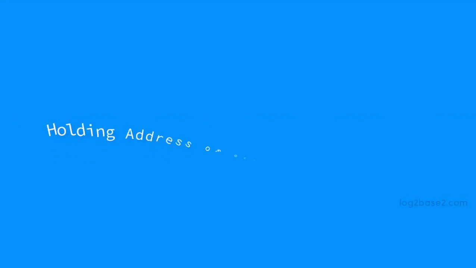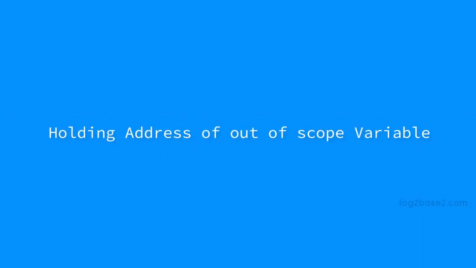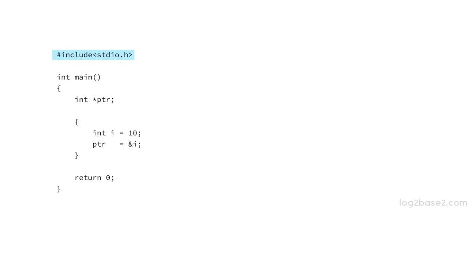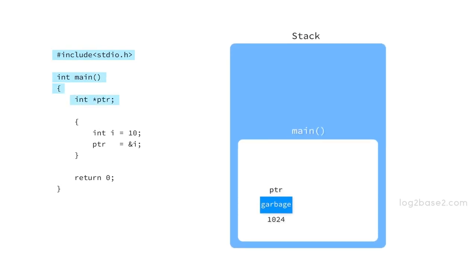First, holding the address of out-of-scope variables. Say this example program: in the main function we create an integer pointer ptr. Suppose it is created at address 1024. Now in a block we create an integer variable I and assign the value 10. It is created at address 2024. Now we have ptr = &I, so ptr will store the address of I, which is 2024.